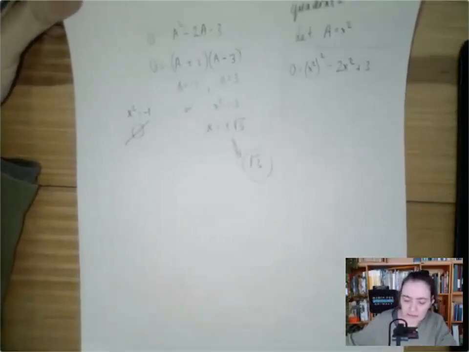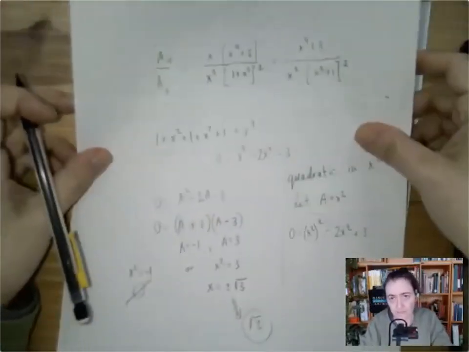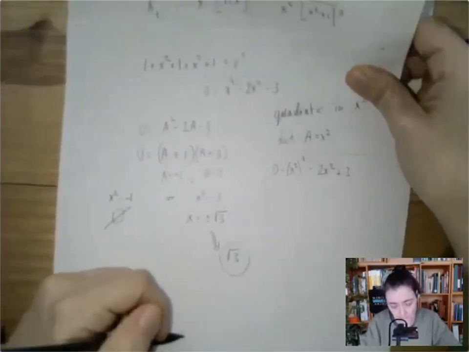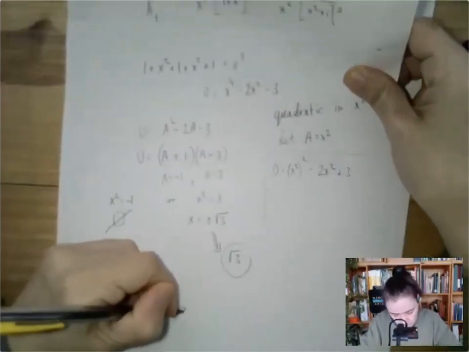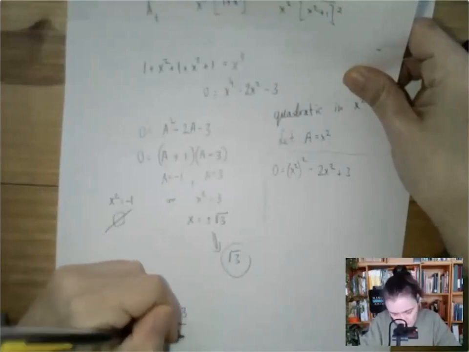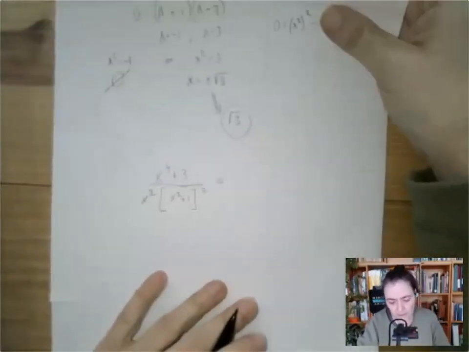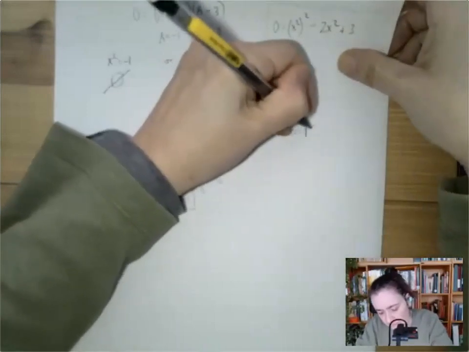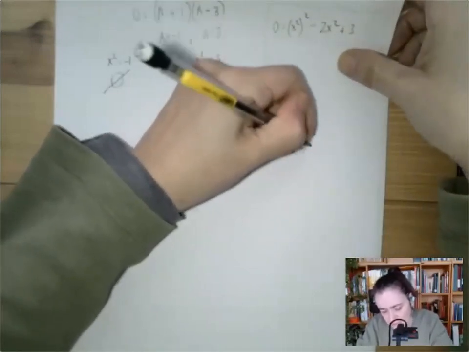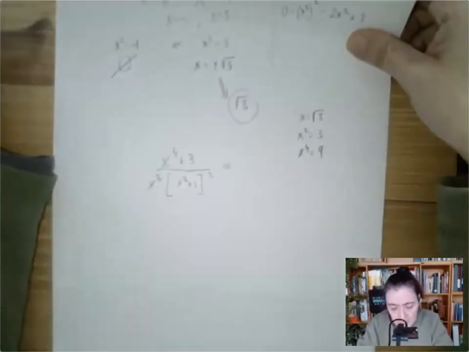And so we go back to the fraction that we're trying to find. And that was x to the fourth plus 3 divided by x squared times x squared plus 1 squared. What's that? So, well, if x is square root of 3, then x squared is 3 and x to the fourth is 9. That helps.